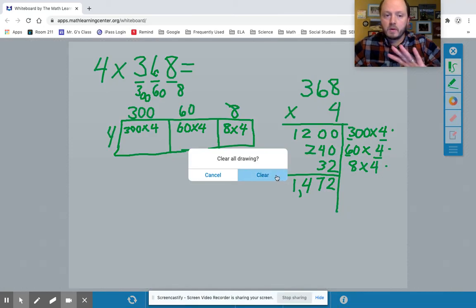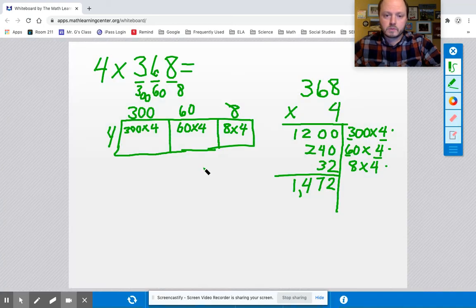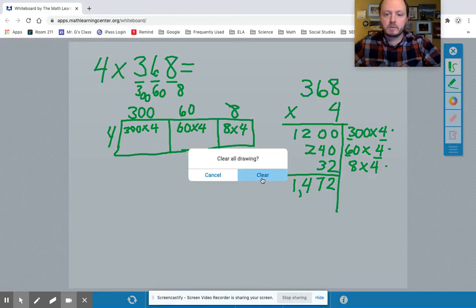let's pause and try to work it out. Make one of these little rectangles here, a partitioned rectangle, right? And kind of break up each part into its own little rectangle. So I did 300 times 4, 60 times 4, and 8 times 4. And then I'd like you to put it together into this format, the partial products method. All right, so I'm going to clear this now. And if you want to go back and watch how I did it again, totally do that. But try to solve it before you go any further on the video.